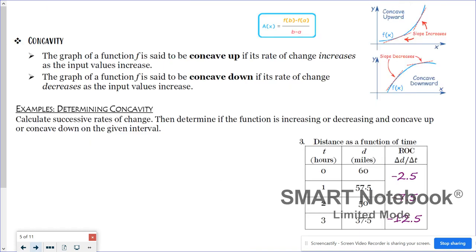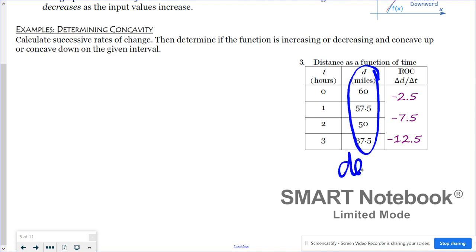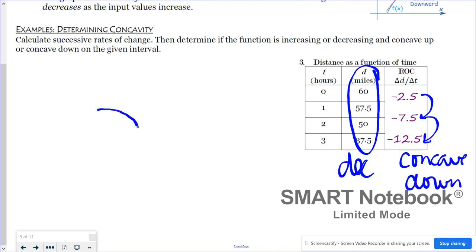Okay. So in problem number 3, once again, I've already done the math. If we look at our D values, we'll notice that those are decreasing. So this is a decreasing function. If we look at our rates of change, we'll notice they are also decreasing, which means this is concave down. So decreasing and concave down would look like this.